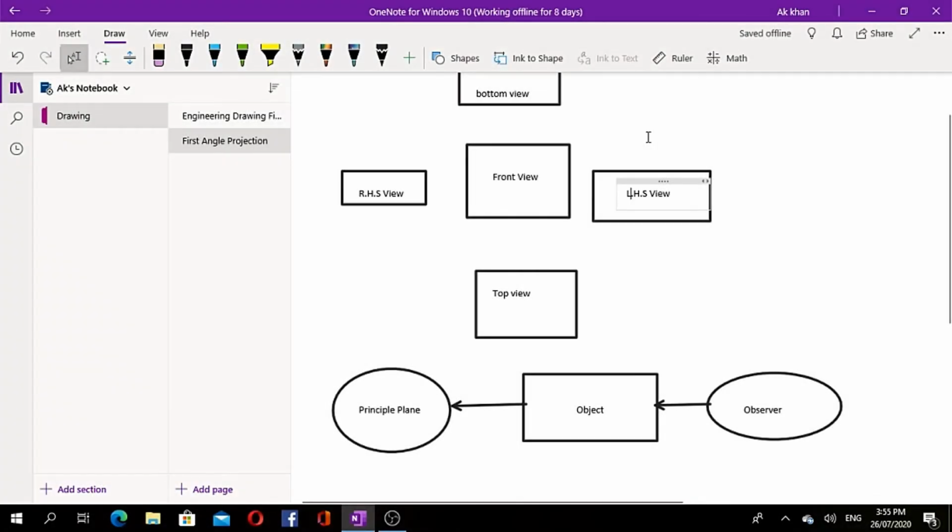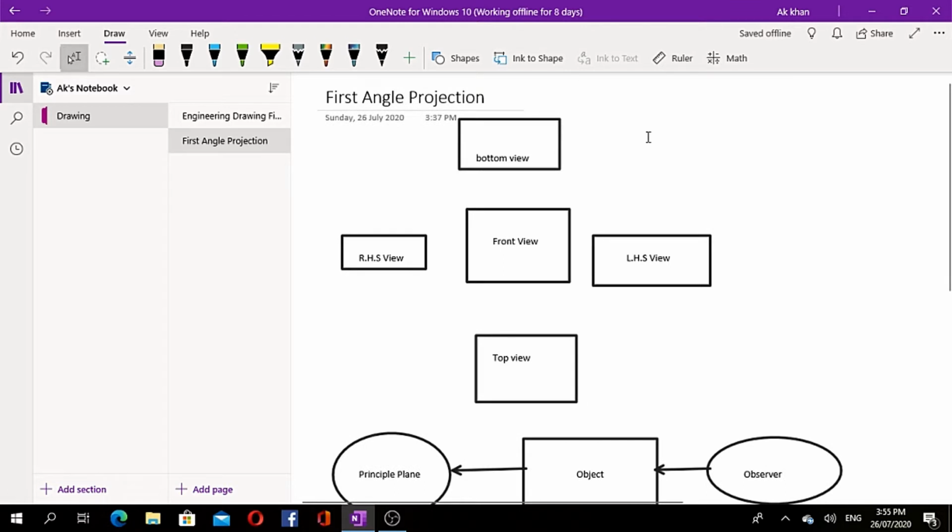Guys, today we are here with another topic of engineering drawing, that is projections. For projection, we use several types of angle projections, that is first angle projection, third angle projection, etc. Firstly, we would be doing first angle projection.